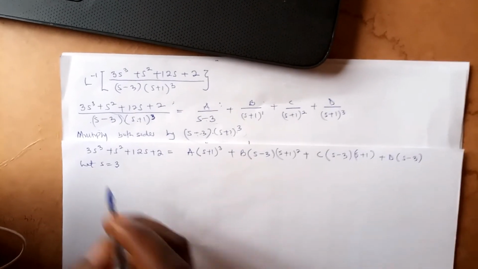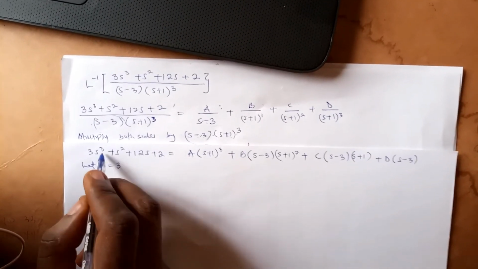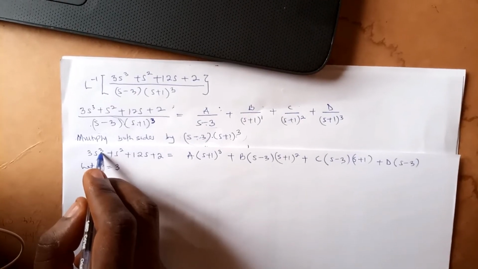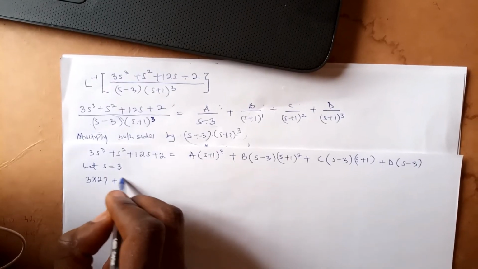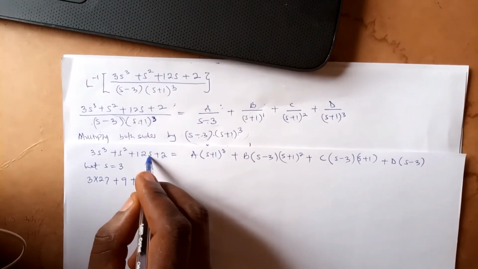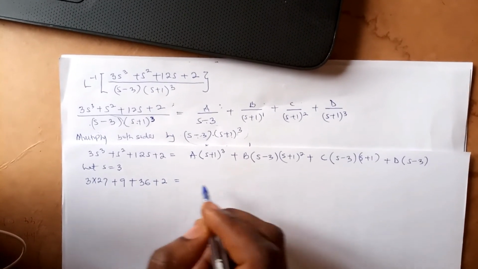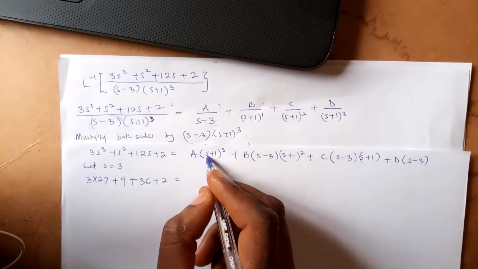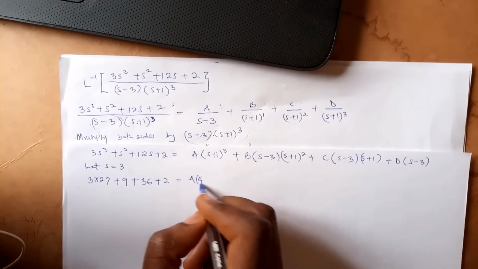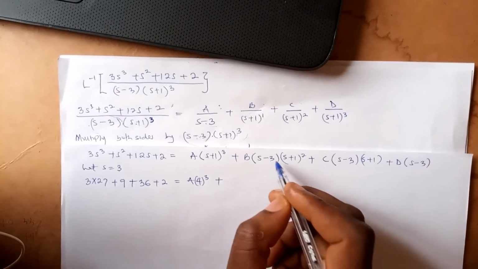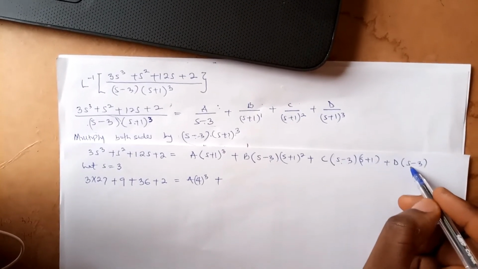So that by the time you put 3 here, that will give us 3 into bracket 3 raised to the power 3. That's 27. That's 3 times 27. Then here, that is 3 squared, that's 9. Then this one, 12 times 3, that is 36. Then plus 2. Then is equals to. So by the time you put 3 here, 3 plus 1, that is 4. Then you have a into bracket 4 raised to the power 3. Then plus, by the time you put 3 here, this one will disappear.